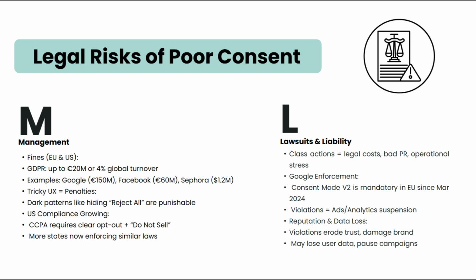For example, France's CNIL fined Google $150 million and Facebook $60 million in 2022 for making it harder for users to refuse cookies than to accept them. The offense was essentially poor consent UX. Specifically, design choices that nudged users to accept all but hid reject all behind multiple clicks. That violates the requirement for consent to be freely given.